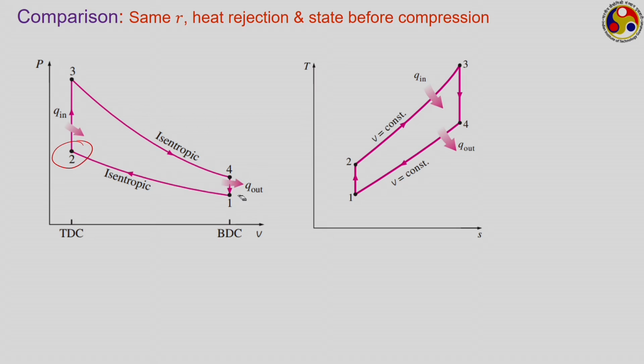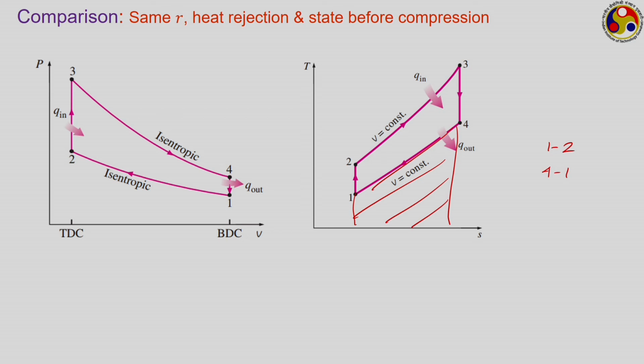Same amount of heat rejection means, as per the TS diagram, the area under this particular curve 4 to 1 has to be the same. So, process 4 to 1 is also same, that is 1 to 2 and 4 to 1 are same, that is points 1, 2 and 4 are same between Otto and diesel cycle, but point 3 can be different. So, we have to see how we can show this, how we can do this.